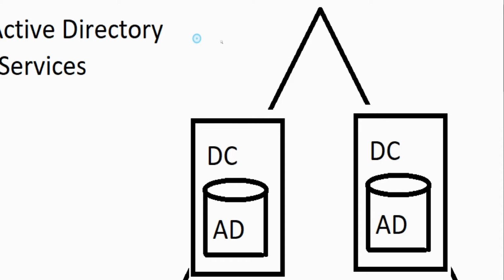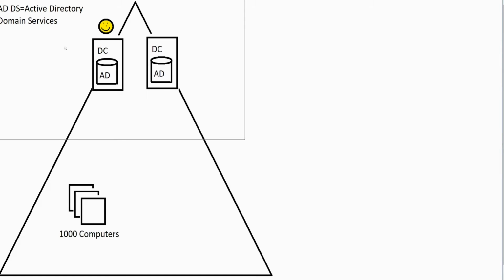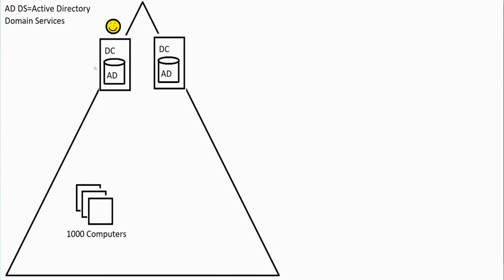So, for example, I'm going to make a little smiley face guy here, and this little smiley face guy is going to represent my user. So we create a user account on a domain controller. Now, the interesting thing about domain controllers is that they replicate. So everything you do on one will replicate over to the other.